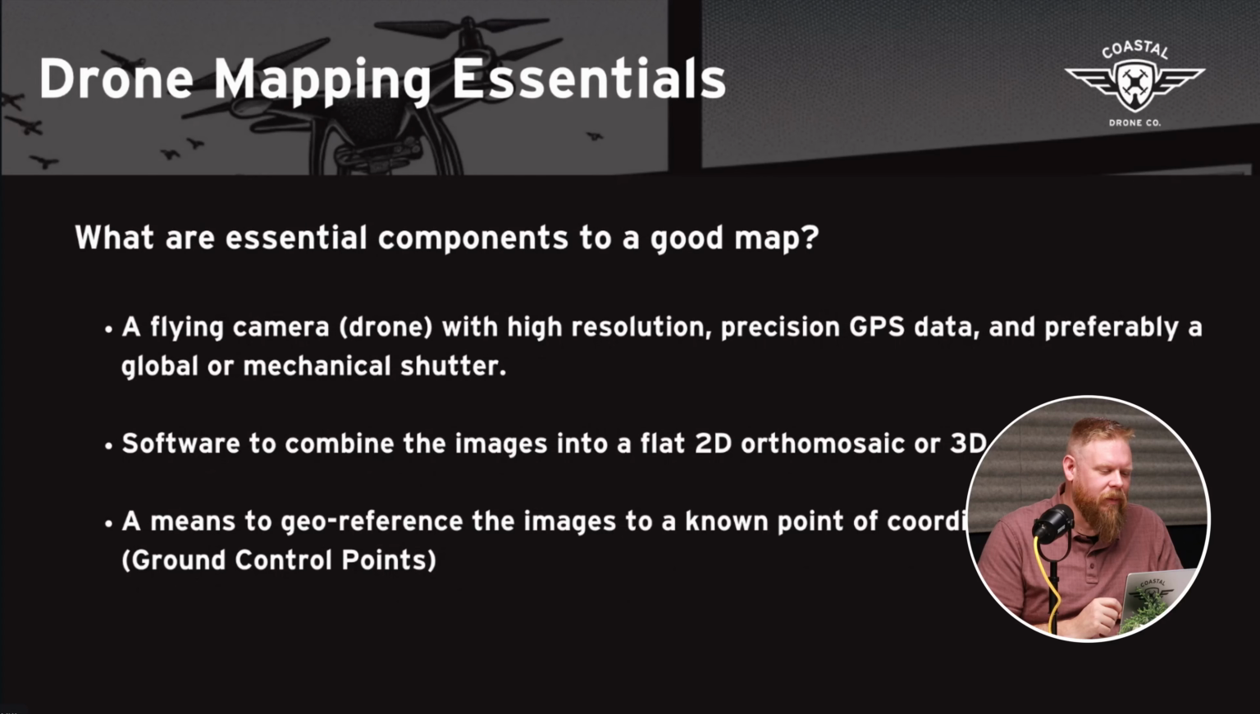So let's get some essential components out of the way. Well, what do you need essentially first? You need a camera, and ideally the camera needs to fly so it can have an aerial perspective. So a drone is a great place to start. Ideally, it's going to have high resolution. It's going to have a really good GPS built into the drone, and preferably either a global or mechanical shutter. And what a global or mechanical shutter is when it takes an image.